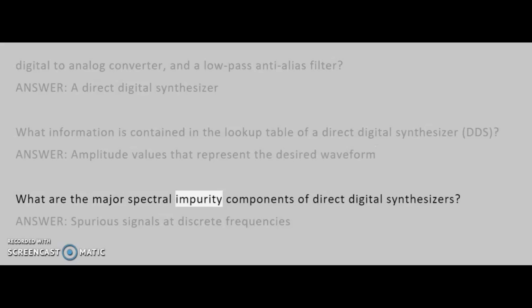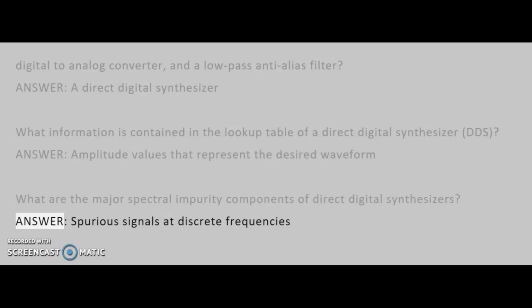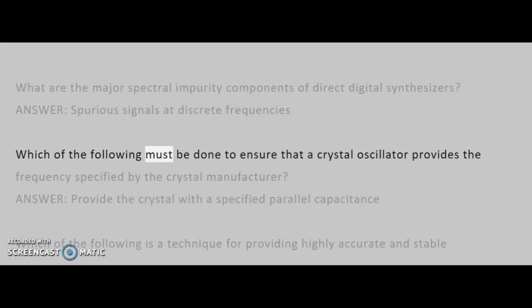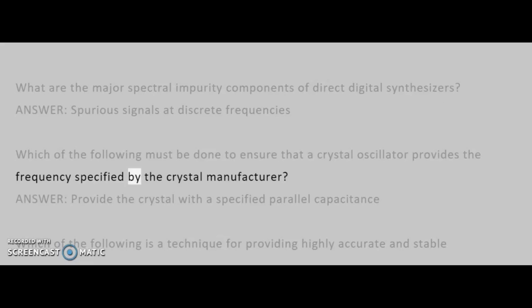What are the major spectral impurity components of direct digital synthesizers? Answer: spurious signals at discrete frequencies. Which of the following must be done to ensure that a crystal oscillator provides the frequency specified by the crystal manufacturer? Answer: provide the crystal with a specified parallel capacitance.